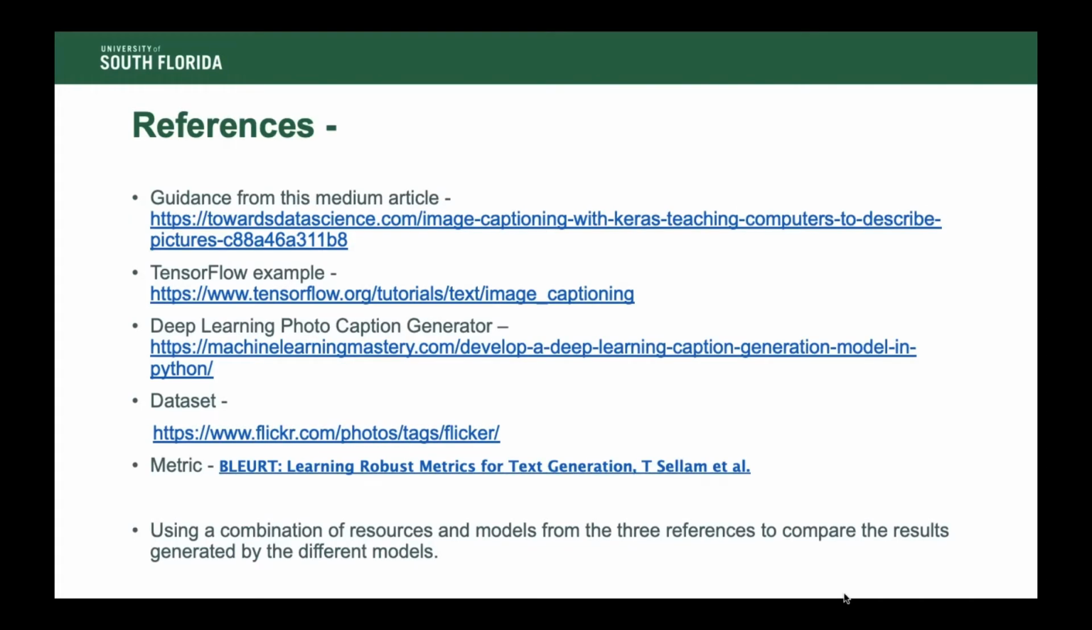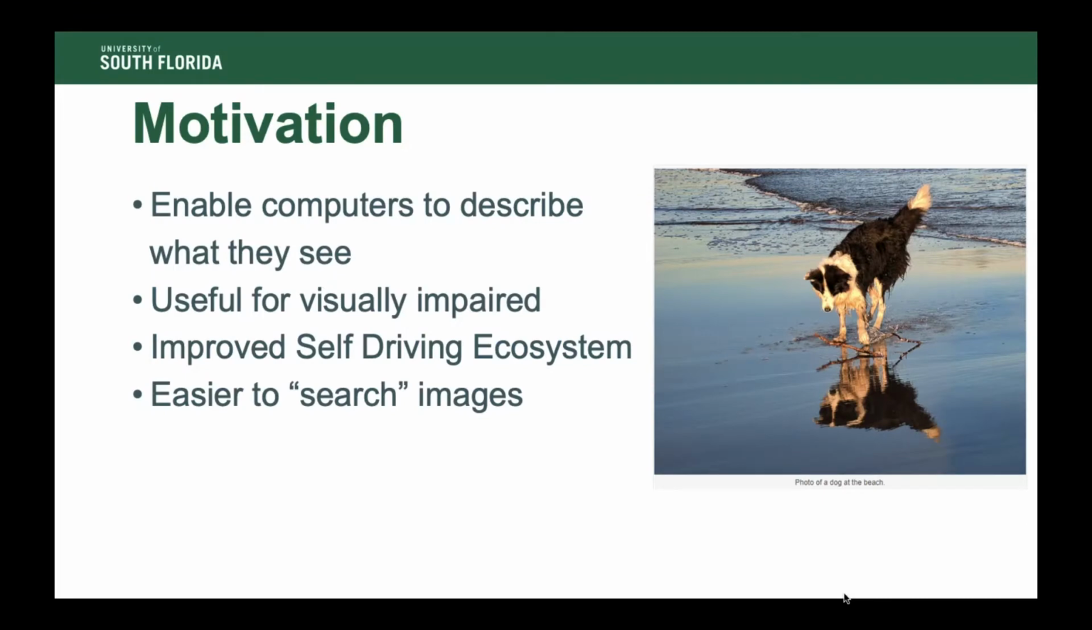These are the references for our project. We have referred to the following articles as well as another variety of online resources to be able to perform our project. The main motivation for our project is to enable computers to describe what they see, useful for the visually impaired, and a variety of other applications, of which one is to enable easier searching of images.